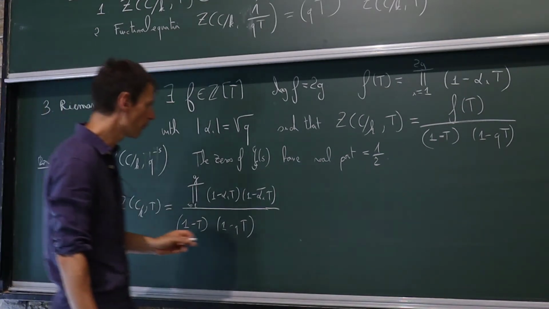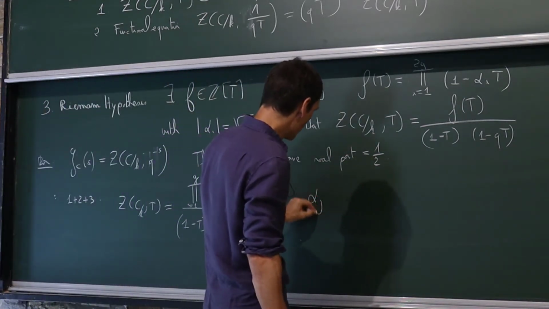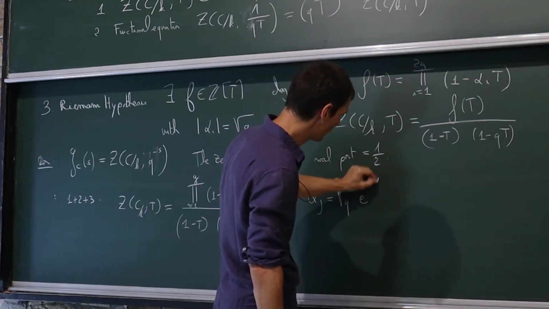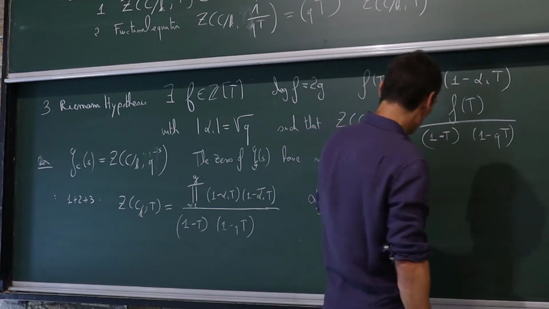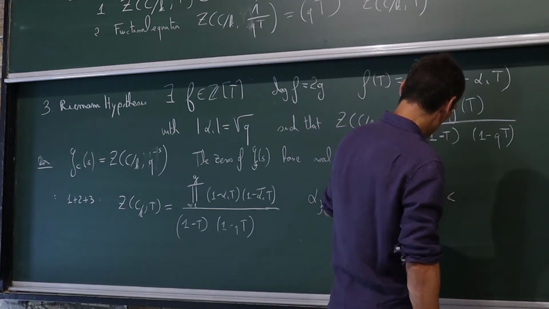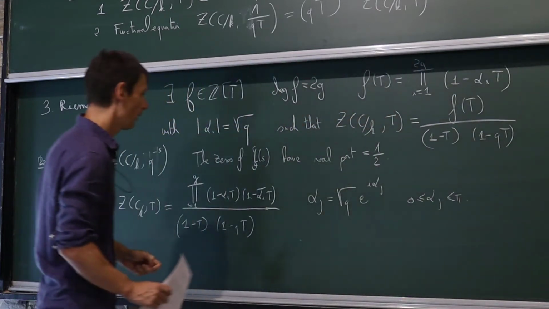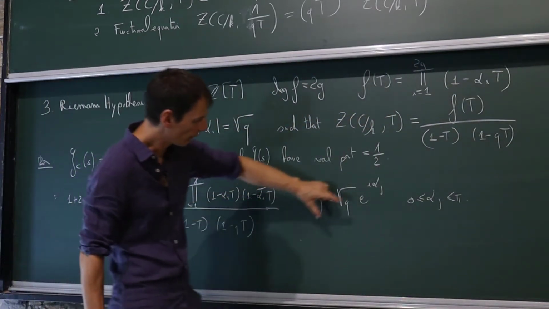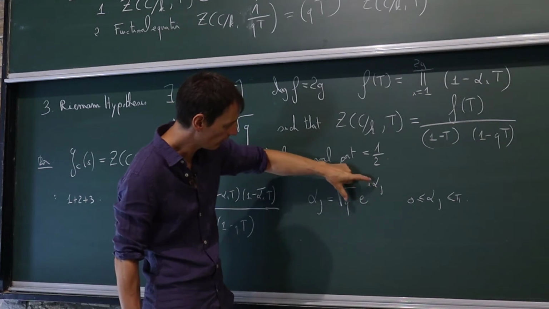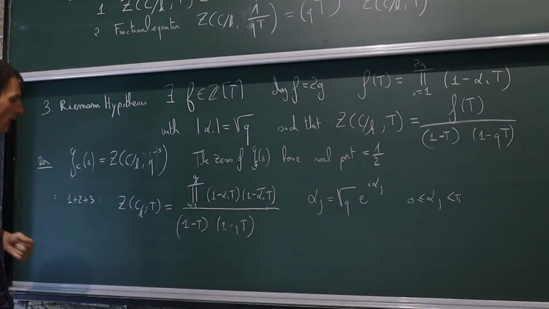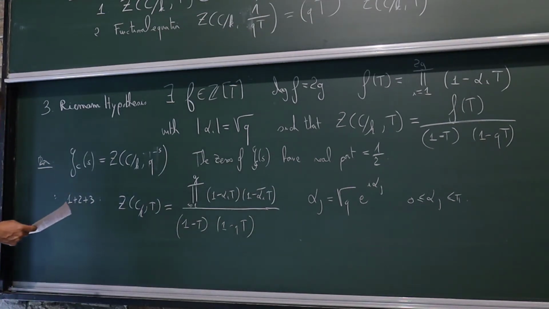And sometimes people write the root alpha_j in the form square root of q times exponential i alpha_j, with an alpha_j which is between 0 and pi. And these values, exponential i alpha_j, are called somehow the eigenvalues of the Frobenius, and they have important distribution properties that are studied a lot. Okay, that was for a remark.